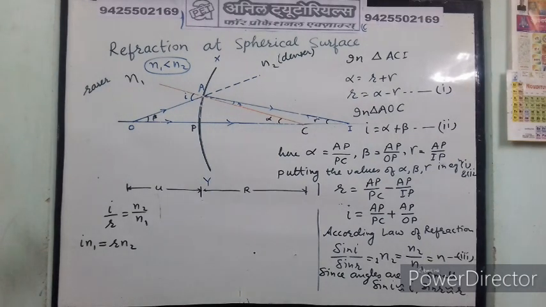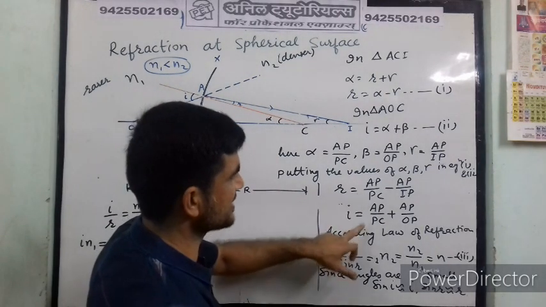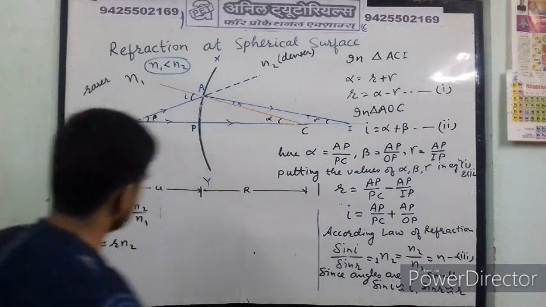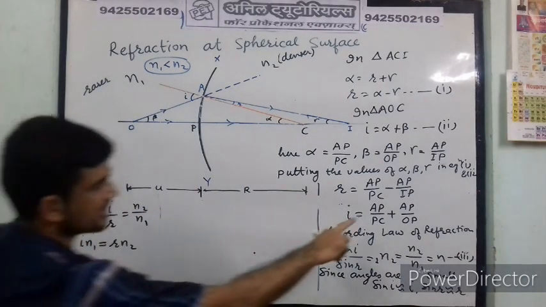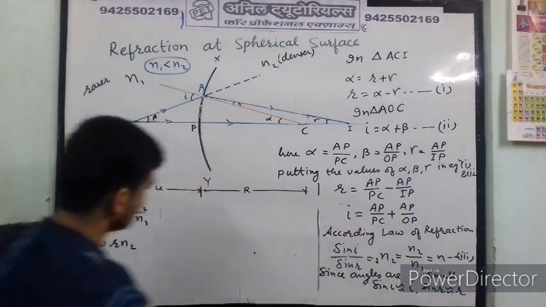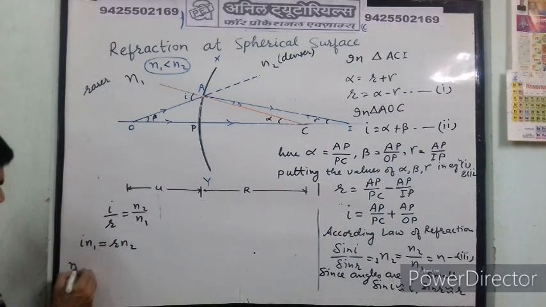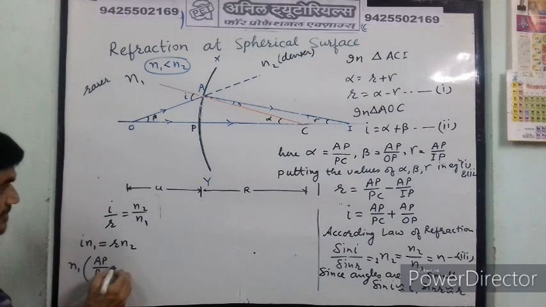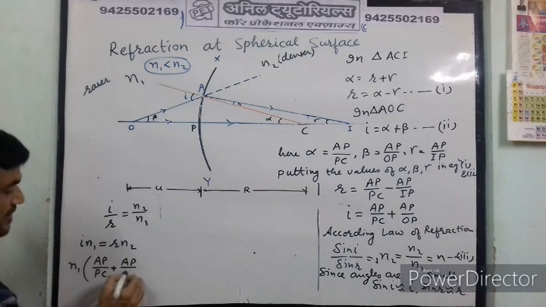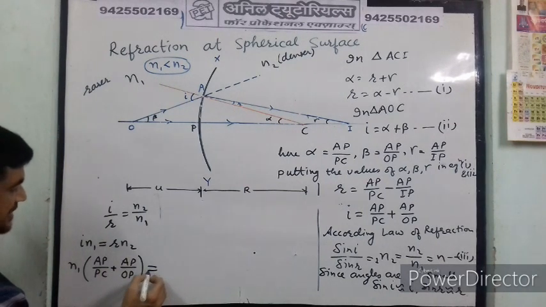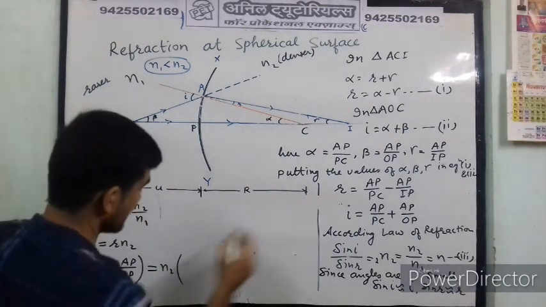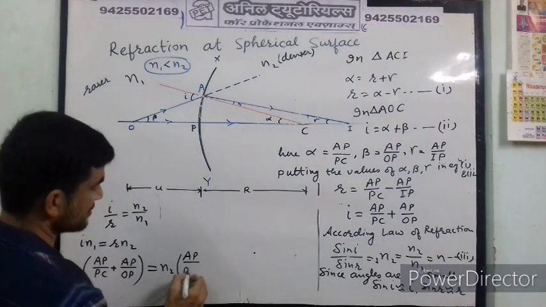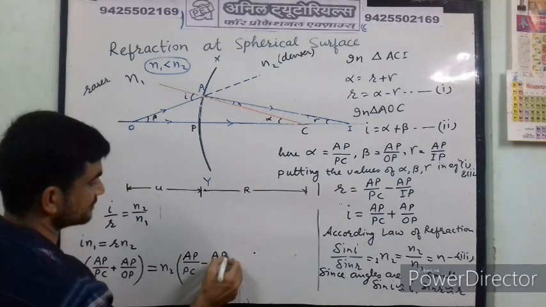Now just put the values of i and r. We have i equal to AP upon PC plus AP upon OP, putting the values in equation 3. So instead of i, we put AP by PC plus AP by OP. So N1 times (AP by PC plus AP over OP), and here r, N2 times r means N2 times (AP upon PC minus AP upon IP).